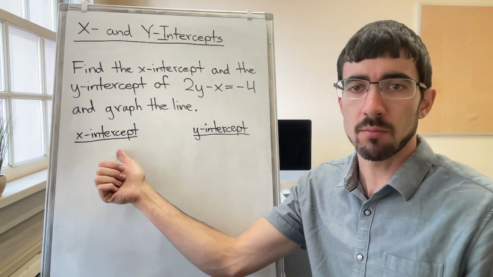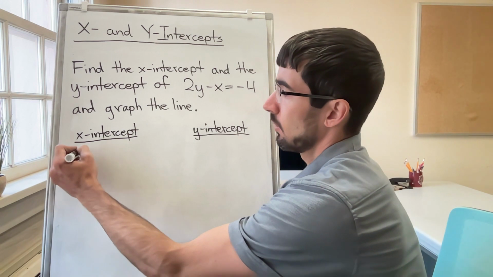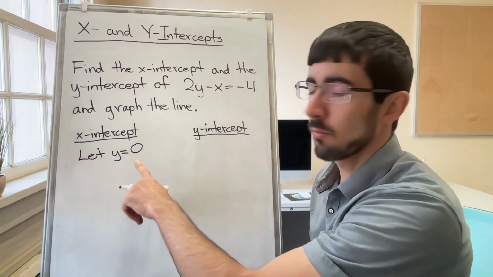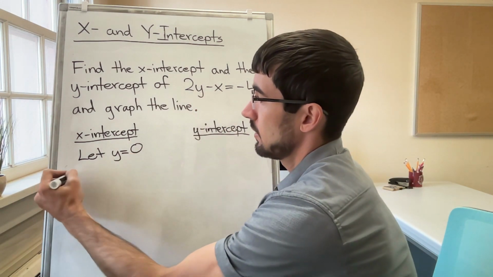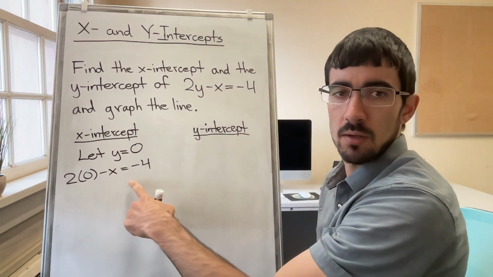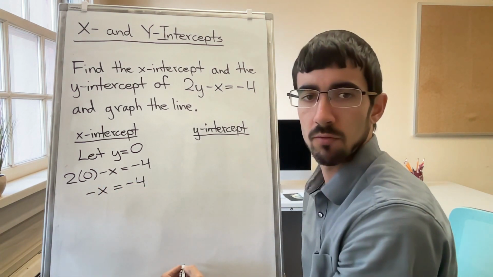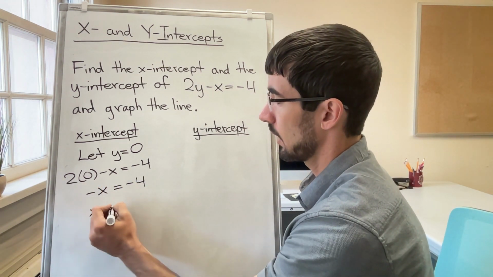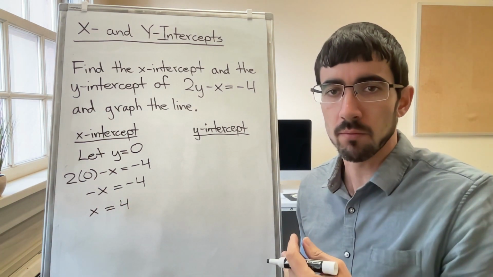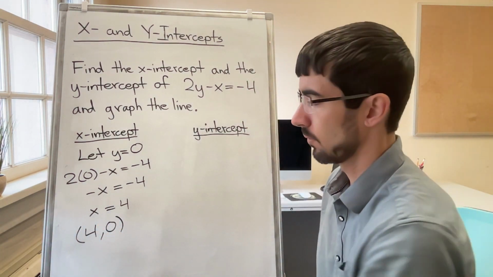For the x-intercept, remember the graph crosses the x-axis there, so y equals 0 at the x-intercept. To find the x-intercept, I'm going to let y equal 0, plug that into the equation, and solve for x. So I get this. 2 times 0 minus x equals -4, which means negative x is -4. If I divide that by -1, I get x equals 4. So we found that when y equals 0, x equals 4. That's the x-intercept. I would write it as a point (4, 0).